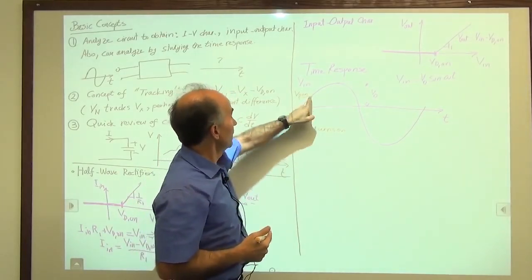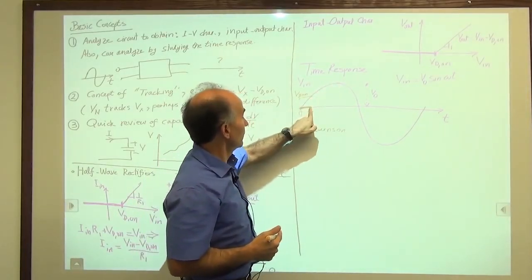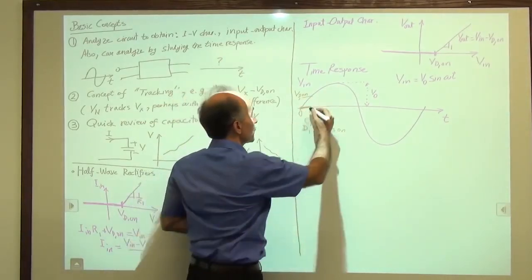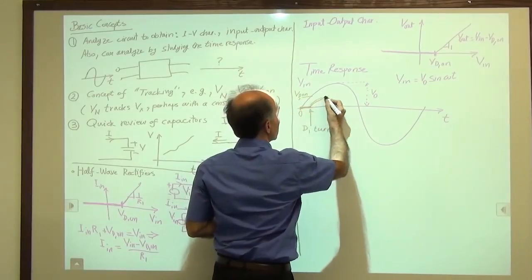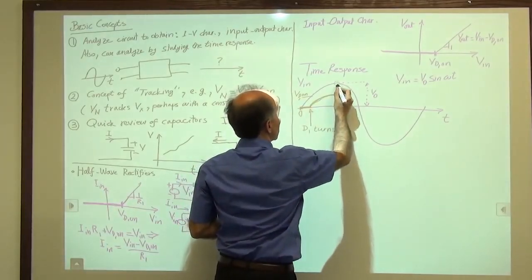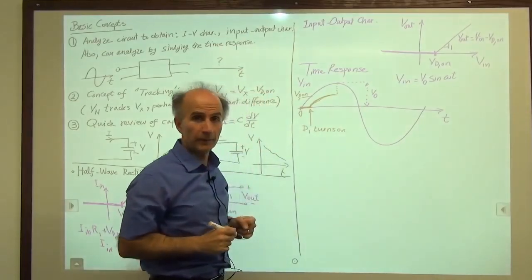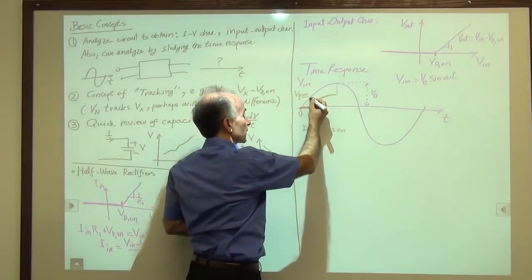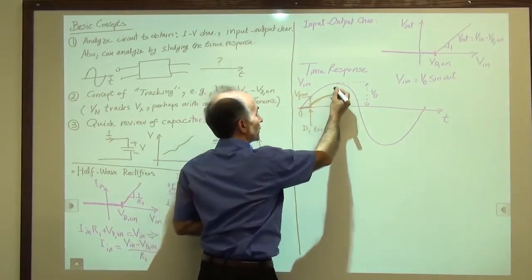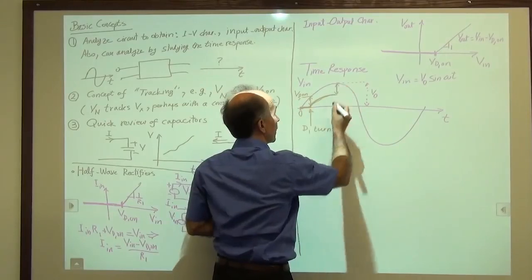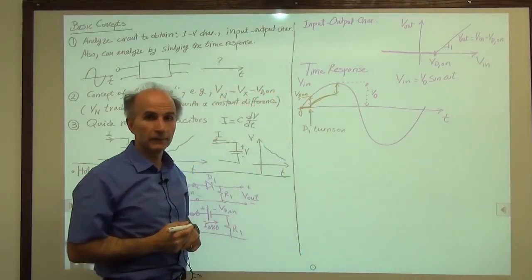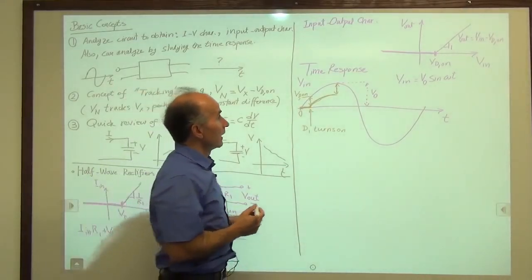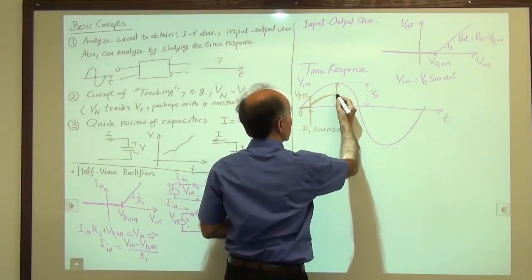Okay, so what is the input doing? The input is increasing. The output will also increase, except that they differ by an amount equal to VD on. So the output will also increase sinusoidally just to follow the input. And the difference between these two is VD on, just like this difference here. Okay, so this difference is also VD on. All right, so this continues until we start coming back down.